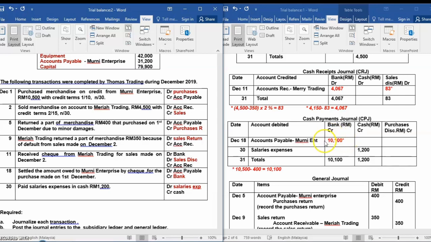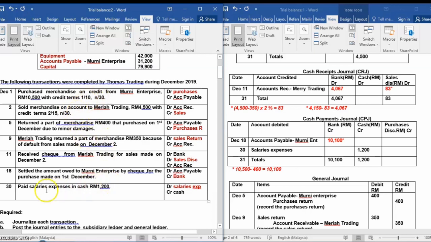So how to get this amount? The amount for 10,500, this is the account payable, less purchase return 400, and you get 10,100. Okay, for this part you will not receive purchase discount because the date is more than the period given.